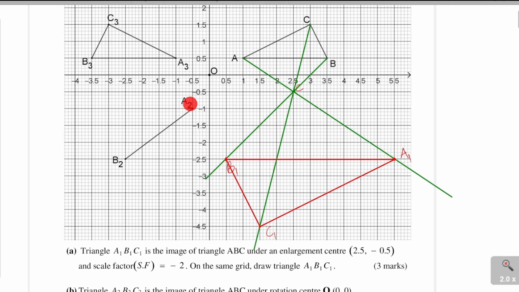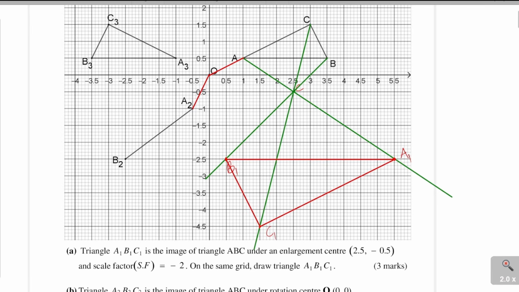So A corresponds to A2. We join A to the center of rotation using a straight line, like that. And then you also join A2 again to the center using a straight line. So you join the corresponding point and the image. A2 is the image of A, so you join A to the center of rotation and also A2 to the center.